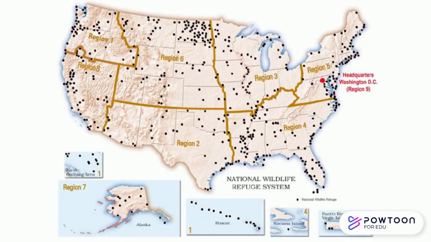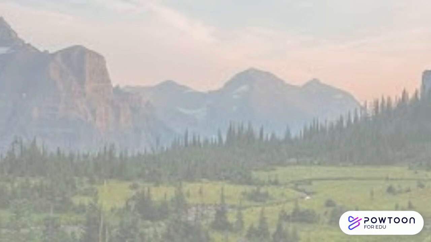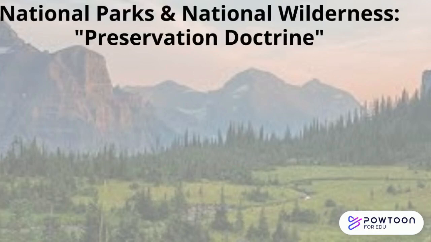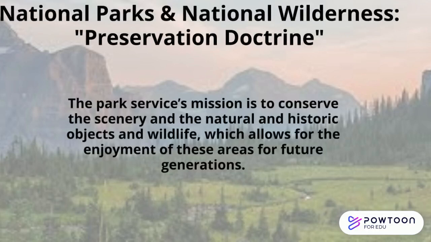This is a map of the national wildlife refuges around the country. You can see that the locations are fairly distributed throughout the entire country. For national parks and national wilderness areas, Congress imposed a preservation doctrine, which aims to preserve, as the name suggests, these areas.